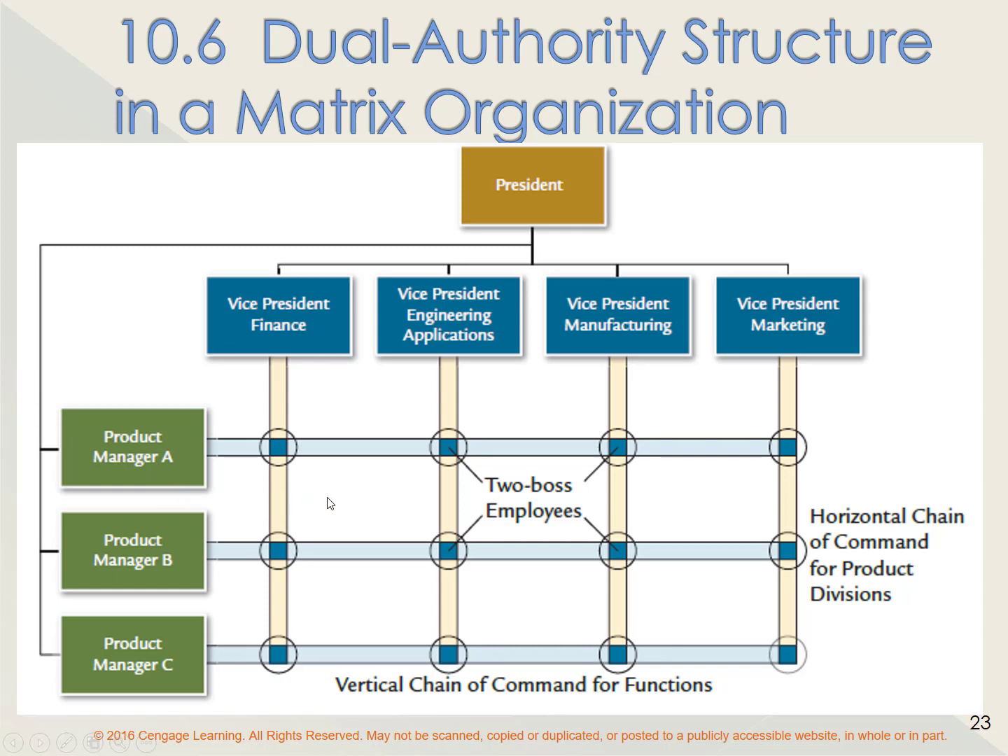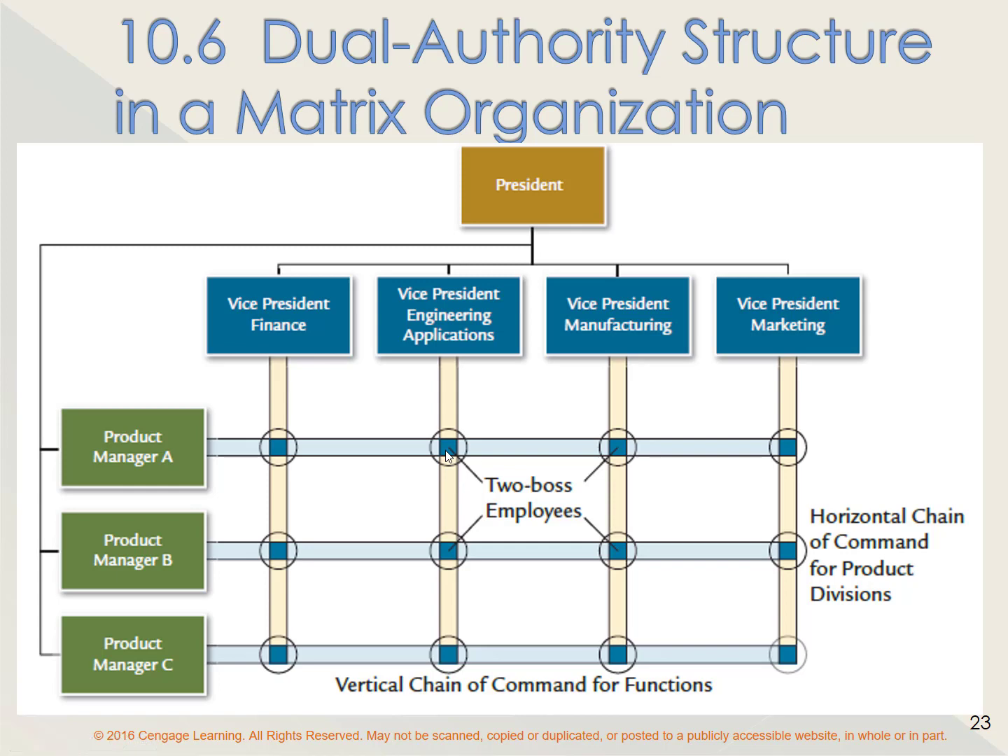Okay. So here's the thing with matrix, the dual authority structure. So these are employees. Each node is an employee, and they have two bosses. So we'll take this guy here where my cursor is. He reports to the vice president of engineering and to the product manager. So that's something that you have to be aware of with the matrix, having two bosses.